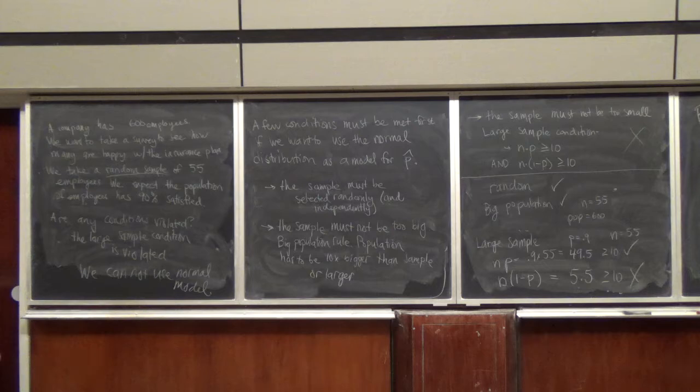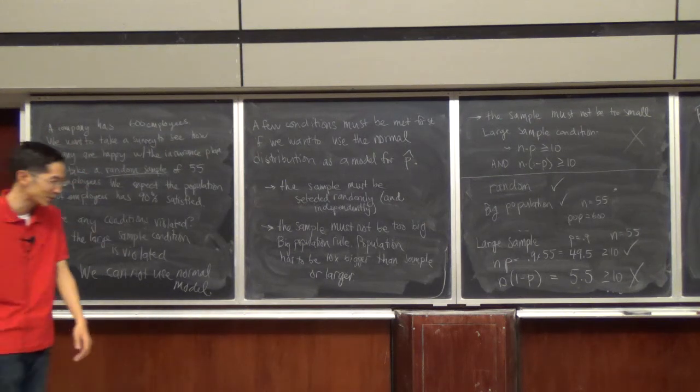So we just write 1, 2, 3? No, write random, it is not random, or the big population rule is violated, or the large sample condition. You ask us which rule is followed and which one's not followed, right? I just asked you, are any conditions violated? If yes, which one? And you know the descriptions of the rules here.